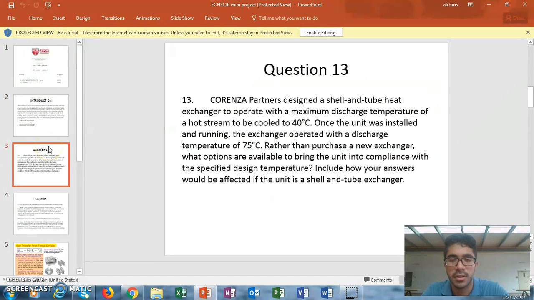The question given to us is that Corinza Partners designed a shell and tube heat exchanger to operate with a maximum discharge temperature of a hot stream to be cooled to 40 degrees Celsius. Once the unit was installed and running, the exchanger operated with a discharge temperature of 75 degrees Celsius. Rather than purchase a new exchanger, what options are available to bring the unit into compliance with the specified design temperature? We should also include how the answer will be affected if the unit is a shell and tube exchanger. That's it for the question.